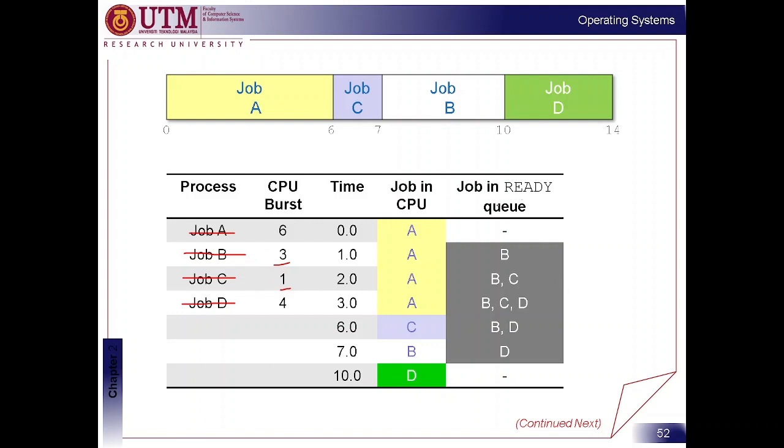This is the job in the ready queue. You can see, while process A is executed, there are other processes in the ready queue, and they have to wait until job A finishes executing before they can be executed.